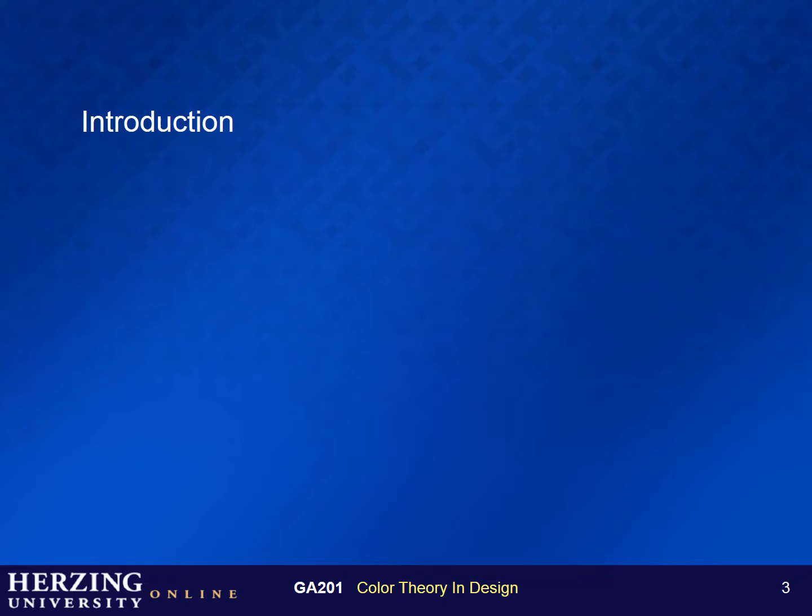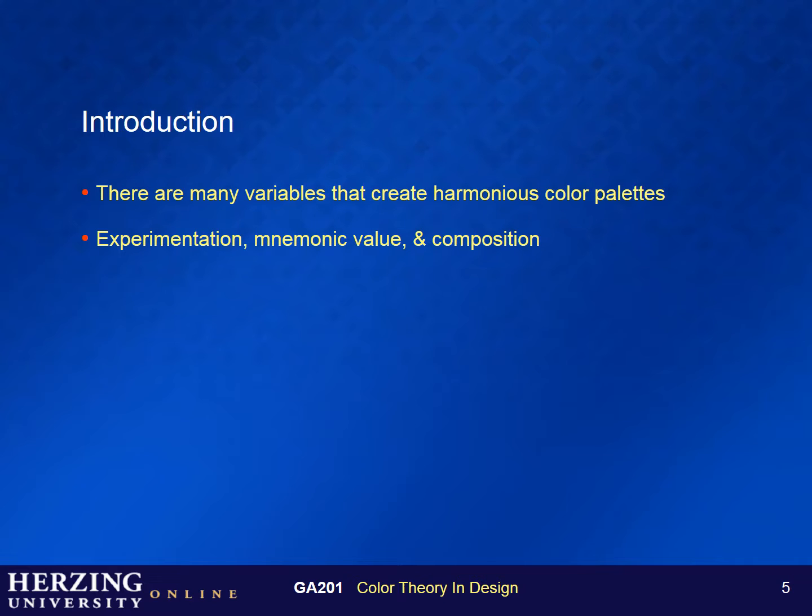Introduction. As we learned in last week's lecture, there are many variables that can contribute to creating harmonious color palettes. In this unit, we will continue our exploration of different methods used to pair colors effectively. The following slides will discuss experimentation, mnemonic value, composition, and several other key aspects of choosing color.